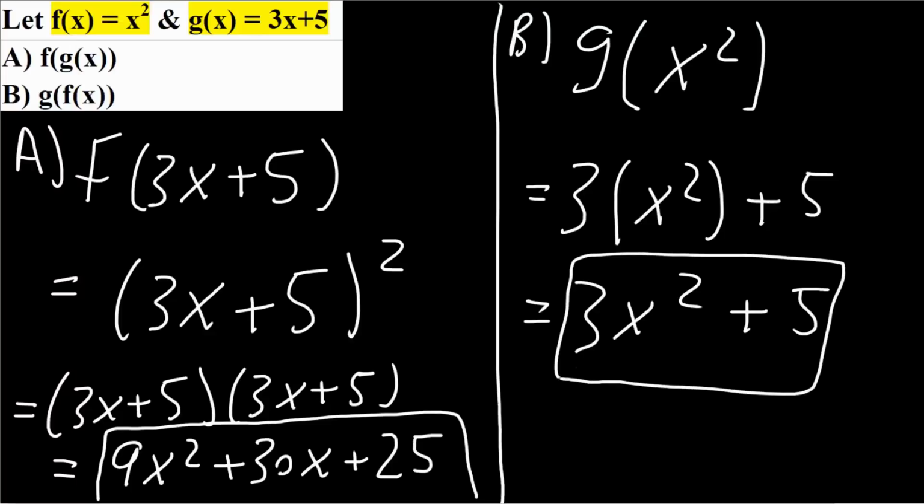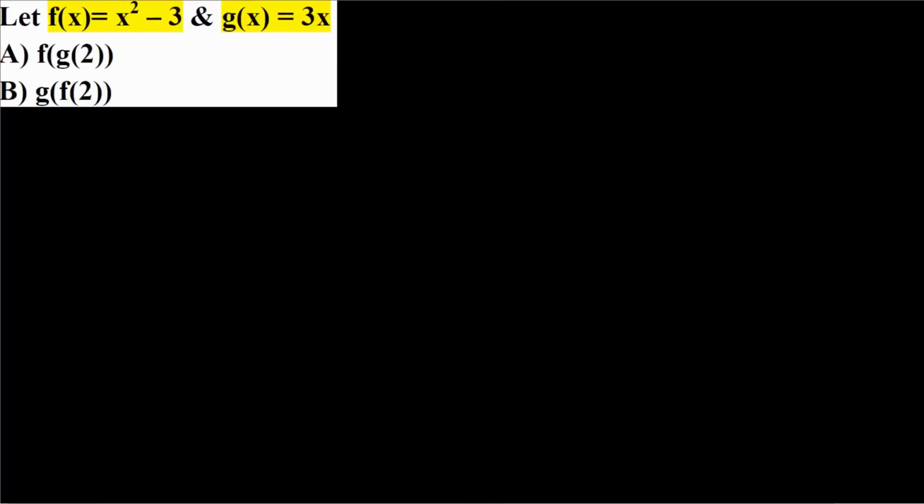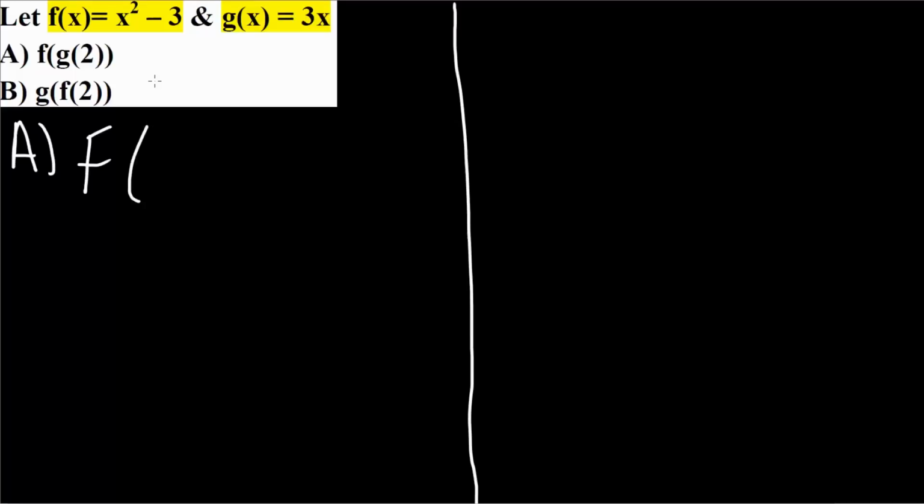And now we will do the second problem. The second problem is a little bit different. Instead of x, we have a number. So we'll do part A and part B. So this will be part A. We want to find f parentheses g of 2. So what we do here is say f parentheses, so we plug in 2 for this equation right here. g of x is equal to 3x. So we have 3 times 2. And this is going to equal, so f parentheses 3 times 2 is f parentheses 6.